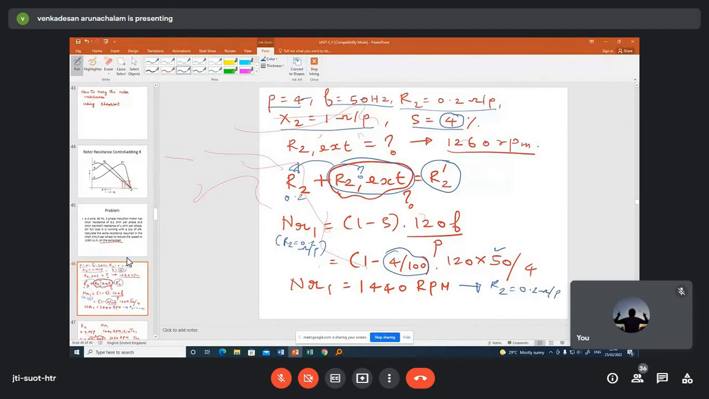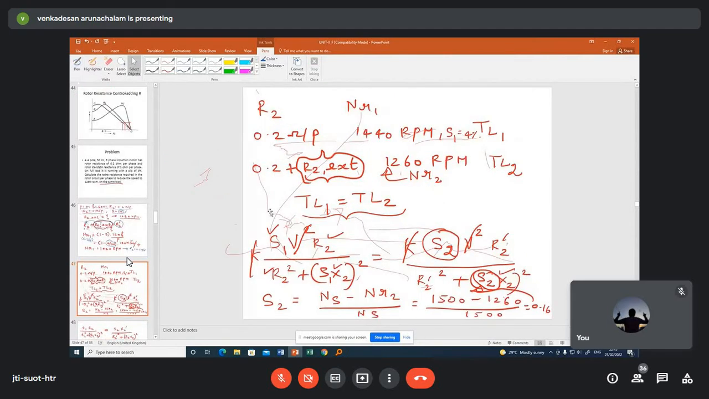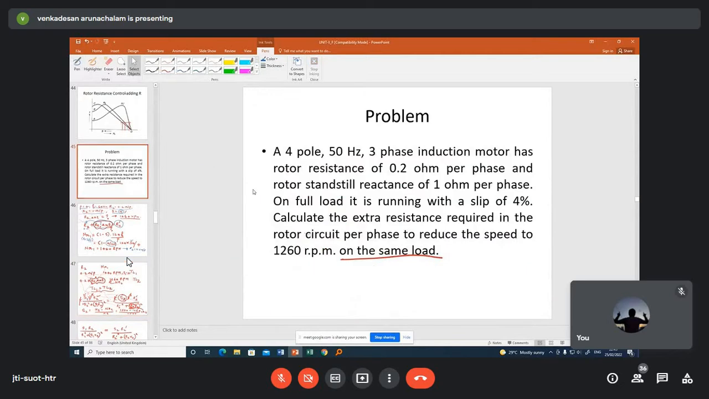Now what they are asking is that if you add some resistance externally to the already existing rotor resistance, that is taken as R2 dash. So corresponding to this R2 dash, what would be the rotor external resistance? For that you have to take the condition. The condition is that the load torque for the rotor resistance 0.2 ohm per phase, and for the resistance which is added to the already existing resistance, both are the same, because here they are saying same load.